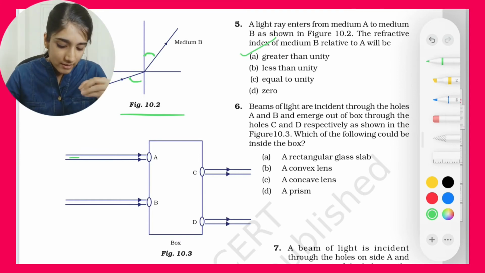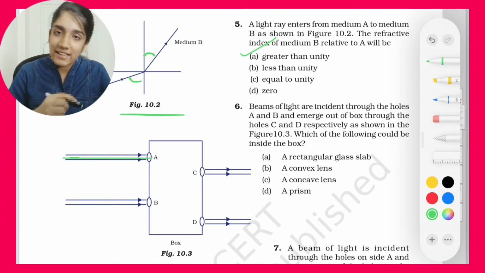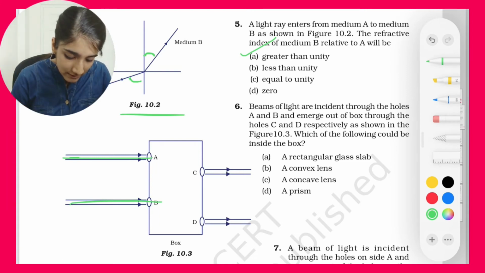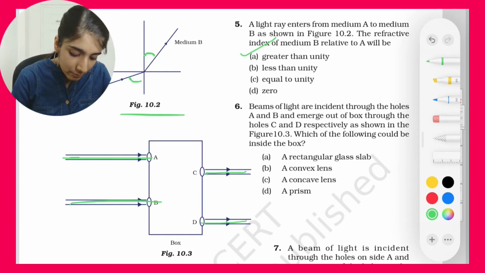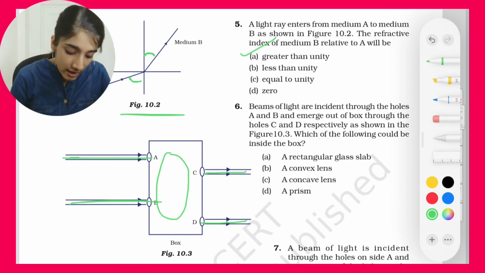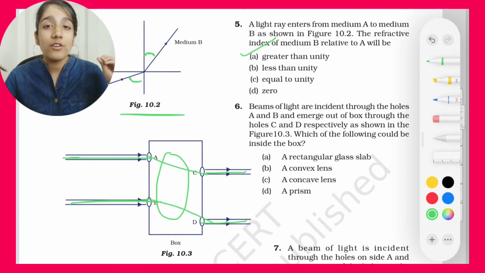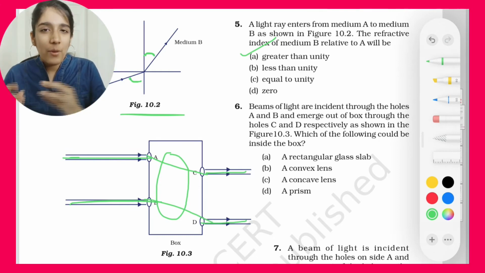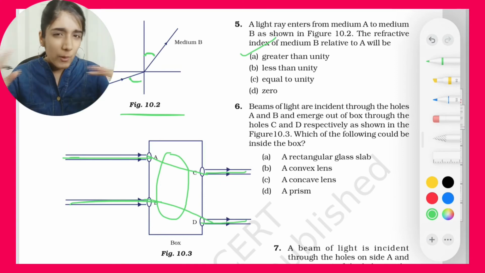Beams of light are incident through the holes A and B. So here you see these are the holes and the lines, and the light rays are incident on these holes and they are coming out through these C and D, right? So they are asking us what can be inside this box that is causing this displacement in these lines. So if you just remember the case of the rectangular glass slab, what was happening? The incident ray and the emergent ray were having some kind of lateral displacement, because of which they emerged out parallel, right? So we can see a quite similar case here.